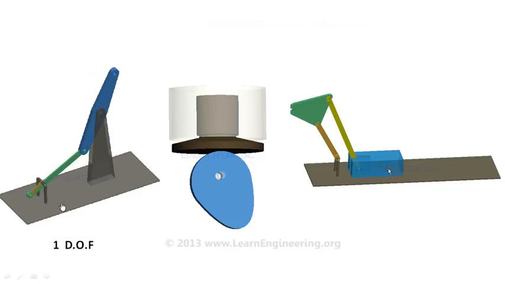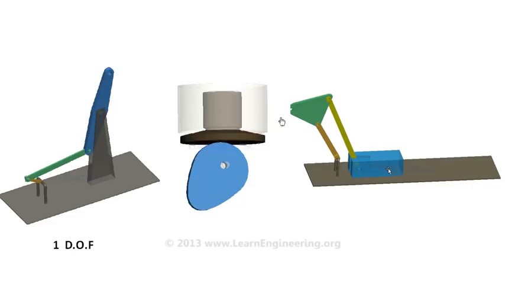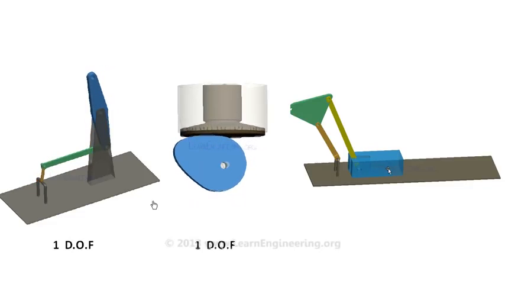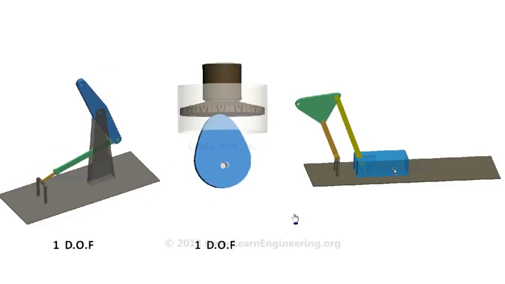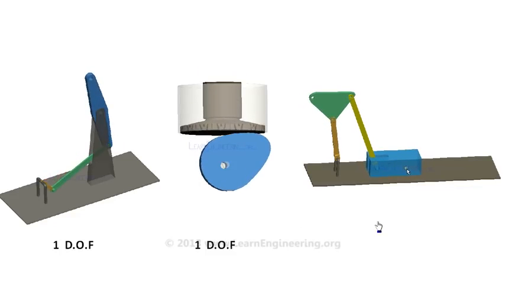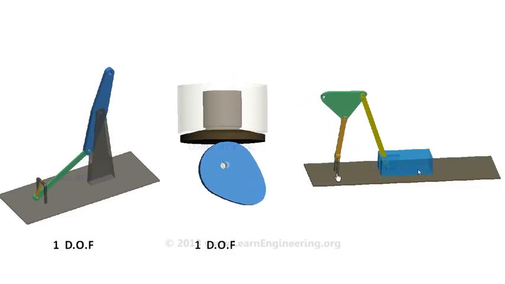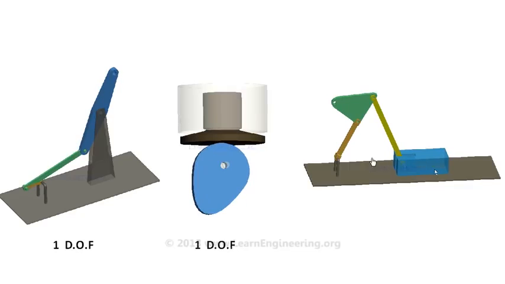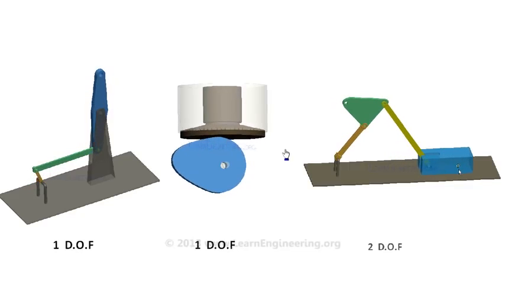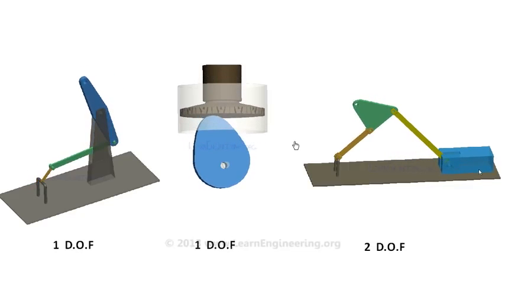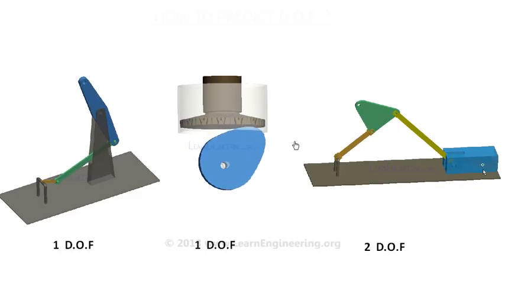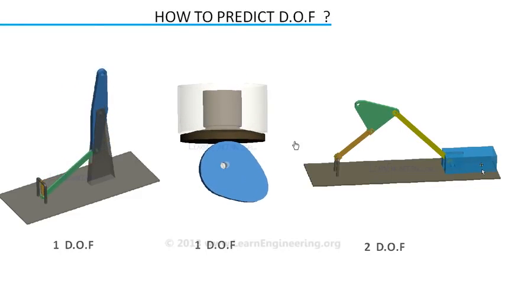Similarly, the degree of freedom of this cam and follower mechanism is also 1. But to determine the position of the slider crank mechanism, we should know the angle or displacement of at least 2 members. So here degrees of freedom is 2. In this video we will learn how to predict degrees of freedom of a mechanism.